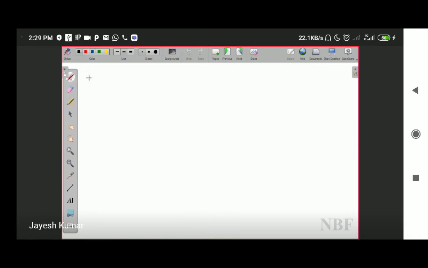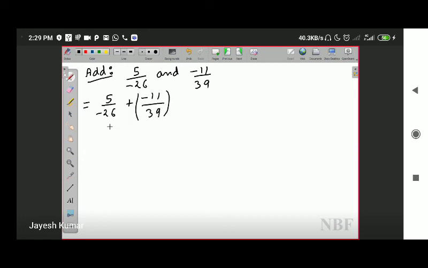Okay. Next question. Add 5 upon minus 26 and minus 11 upon 13. So as we have already discussed, the first number is not yet a rational number in standard form. So first of all, we write the question as 5 upon minus 26 plus minus 11 upon 39. We move the negative sign to the numerator. It will be minus 5 upon 26 plus minus 11 upon 13. You can put the bracket also.